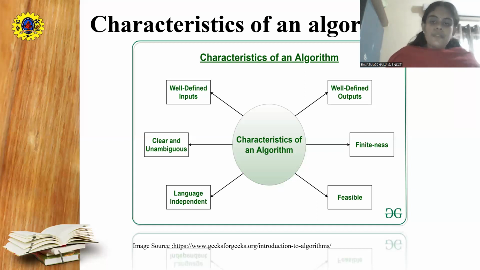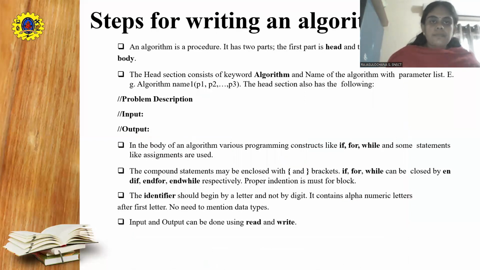And the last one is feasible. Feasibility is about the efficiency. It should be able to execute in a finite span of time.